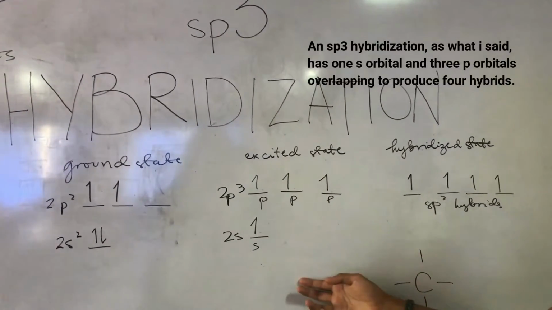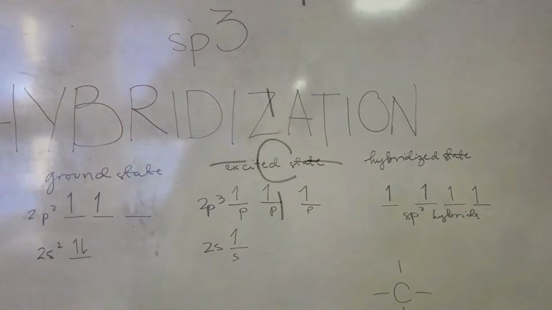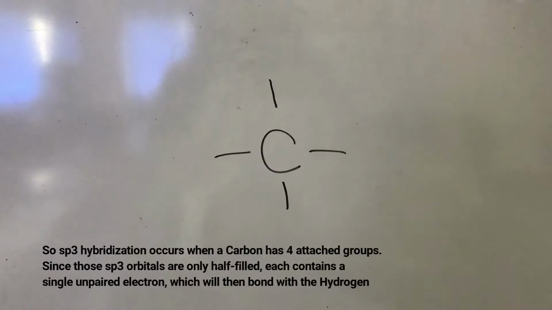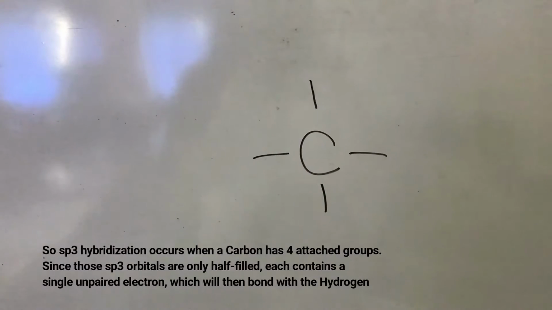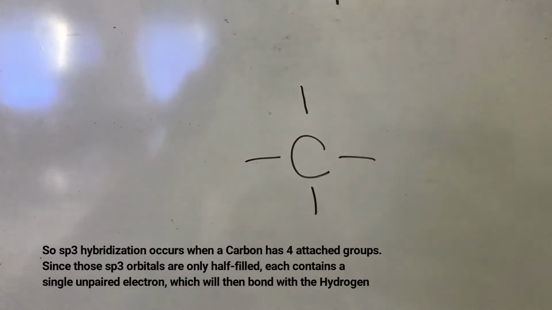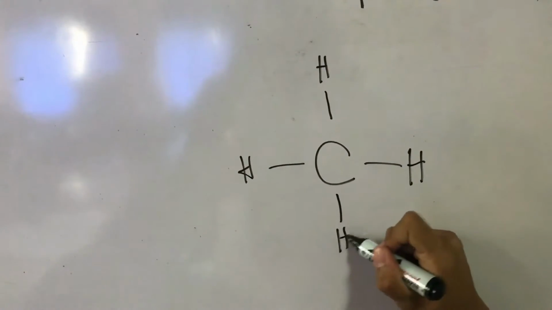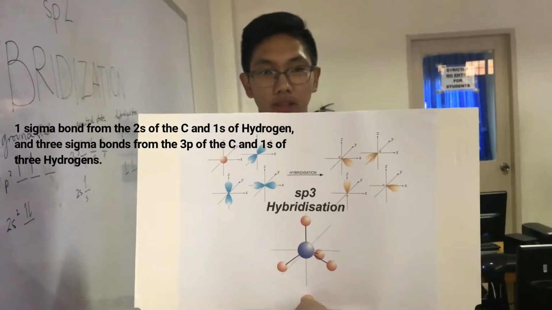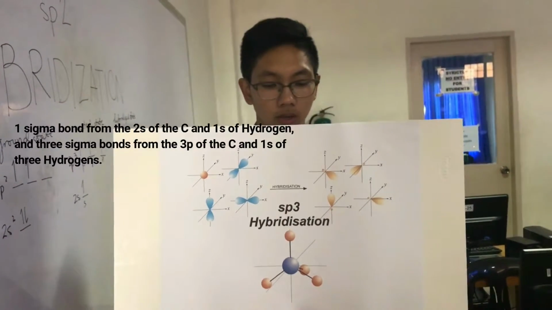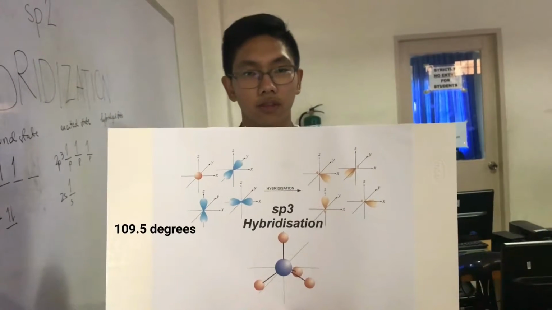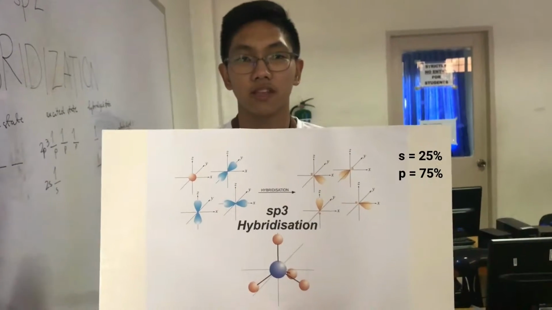An sp3 hybridization, just as I said, has one s orbital and three p orbitals overlapping to produce four hybrids. So sp3 hybridization occurs when a carbon has four attached groups. Since those sp3 orbitals are only half-filled, each contains a single unpaired electron, which will then bond with the hydrogen. One sigma bond from the 2s of the carbon and 1s of hydrogen, and three sigma bonds from the 2p of the carbon and 1s of three hydrogens. Each will then have an angle of 109.5 degrees at tetrahedral. The s character would be 25% and the p character will then be 75%.